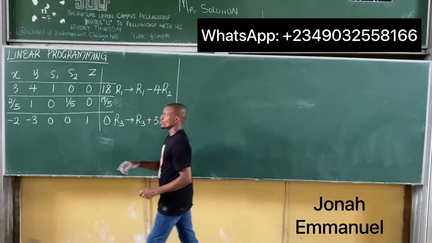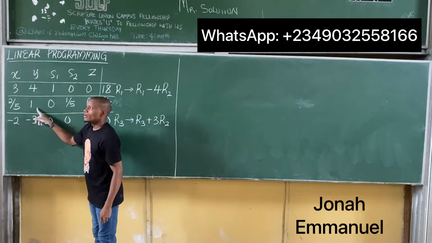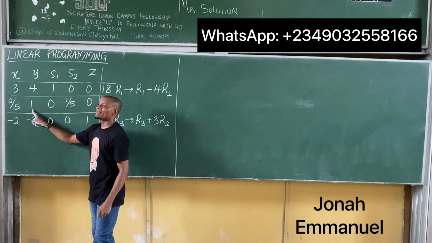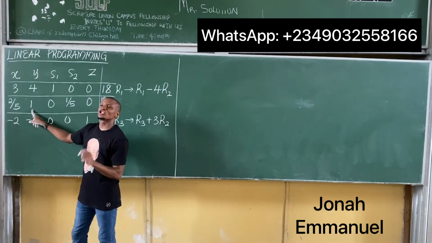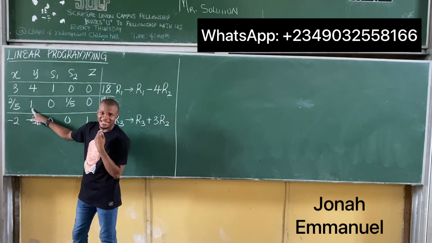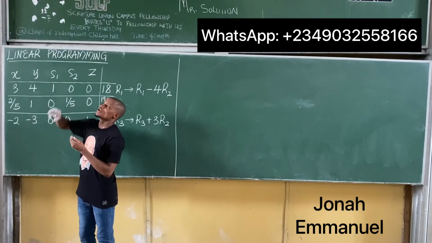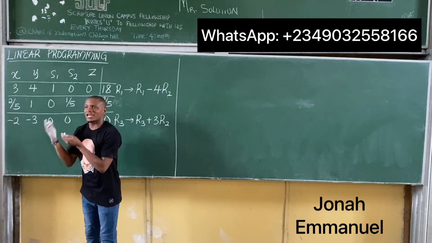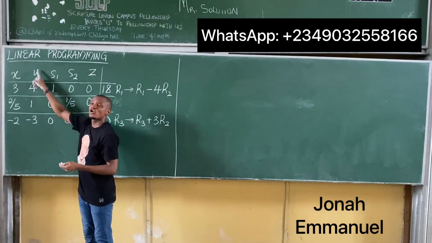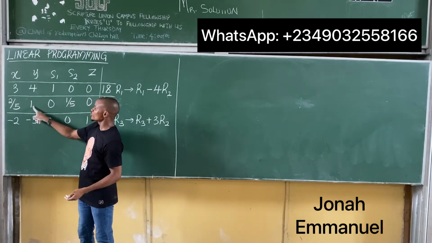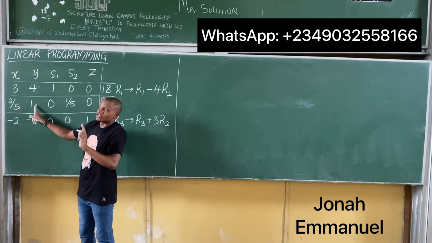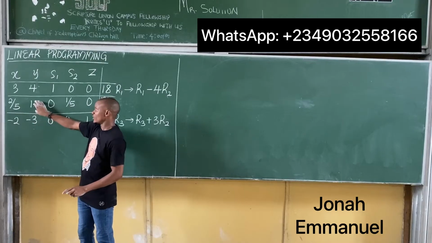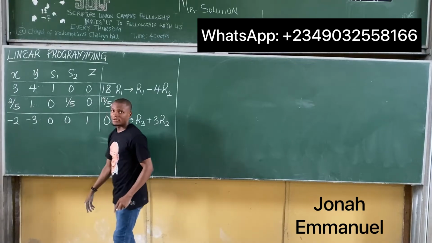Why do I skip row 2? Because the idea is this. In my row 2, I have my pivot element, which we want to make unity. I've achieved that. My next task is to make the other elements in the pivot column 0. So I want to make this and this 0. This one, leave it as 1. So leave this one here, work with these 2. That's the idea.